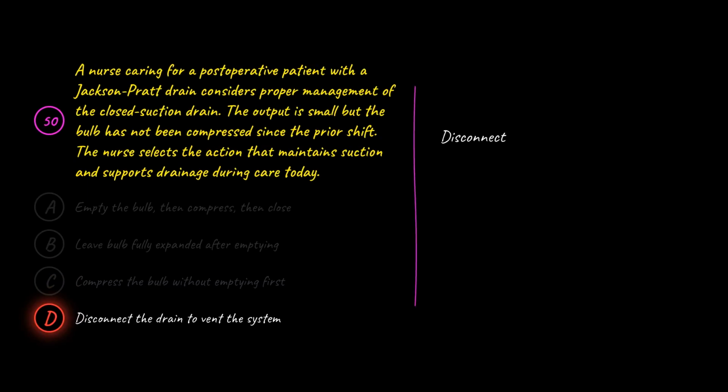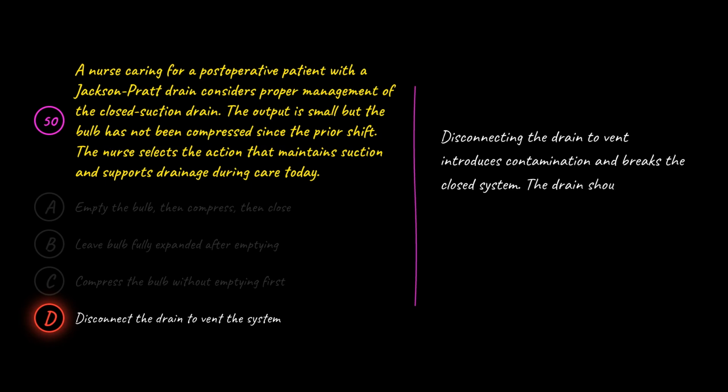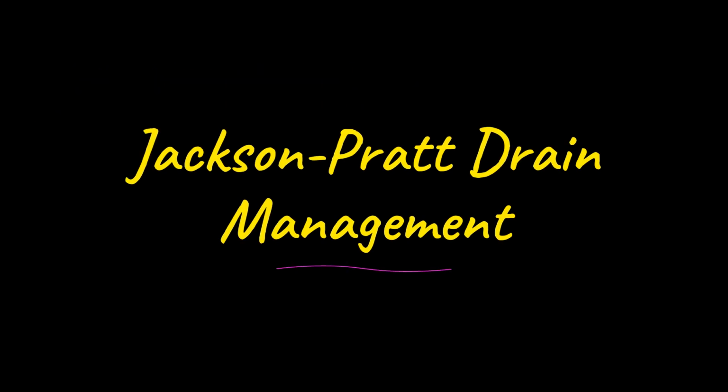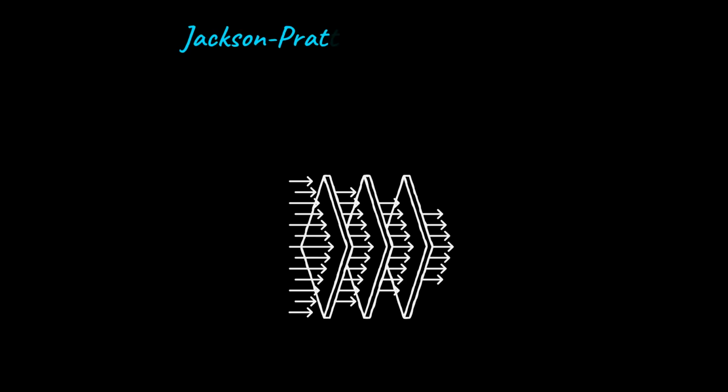D is wrong because disconnecting the drain to vent introduces contamination and breaks the closed system. The drain should remain a closed system to reduce infection, so disconnection is not part of routine emptying or maintenance. A Jackson-Pratt drain uses negative pressure to continuously remove fluid from a surgical wound, preventing collections that could delay healing or cause infection. Understanding how the vacuum works explains why every step in the management routine matters.